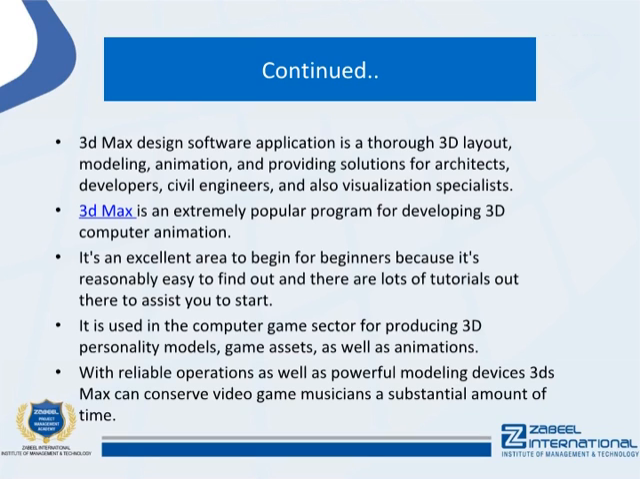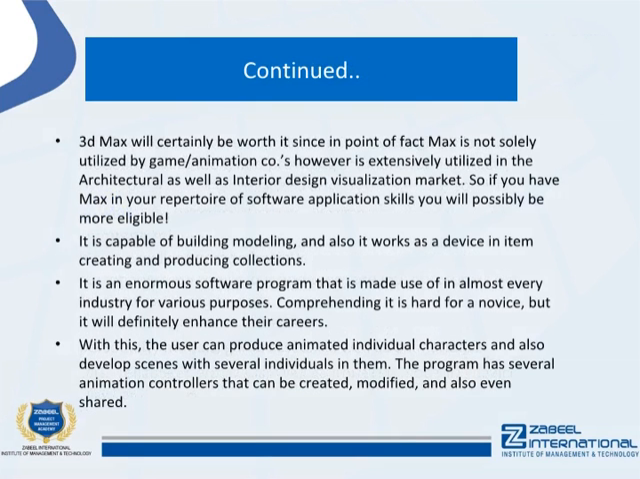It is used in the computer game sector for producing 3D character models, game assets, as well as animations. With reliable operations as well as powerful modeling tools, 3ds Max can save video game artists a substantial amount of time. AutoCAD 3D is a non-parametric tool, a beginner's software application. 3ds Max is parametric. You can customize models, with outstanding rendering capabilities like V-Ray. 3ds Max is used in the computer game market for producing 3D character designs, game assets, as well as animations.